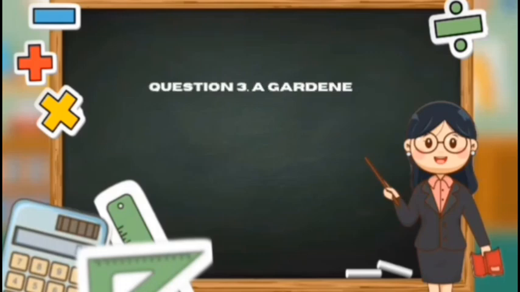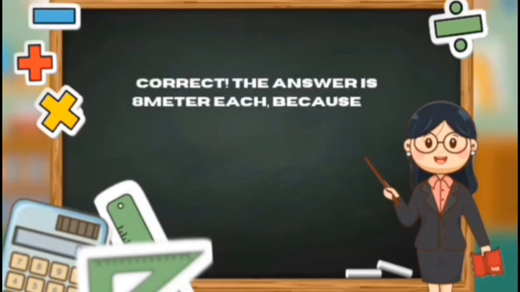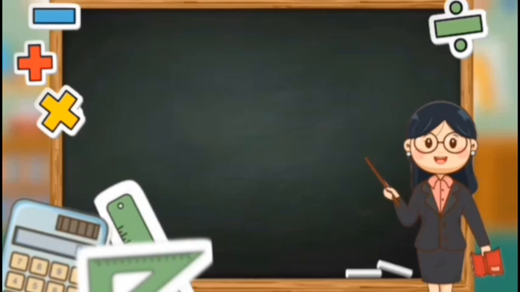Question number 3. A gardener wants to create a plot with an area of 64. How long should each side be if it's a perfect square plot? Correct. The answer is 8 meters each because if you multiply 8 by itself, the answer will be 64. So the measure of each side has to be 8 meters.